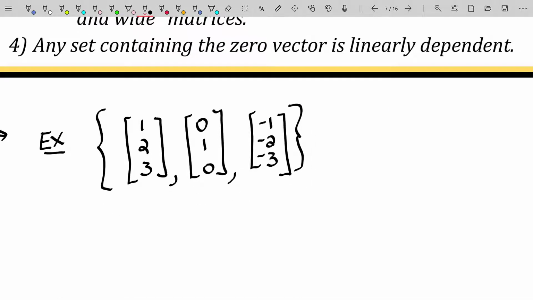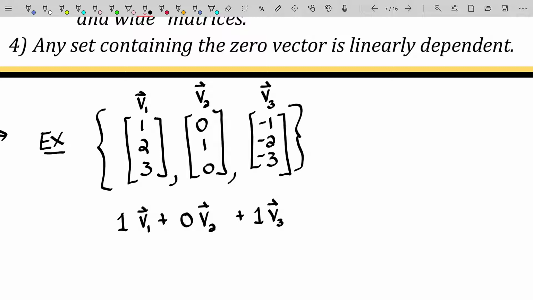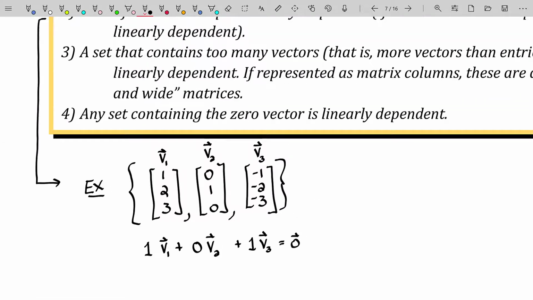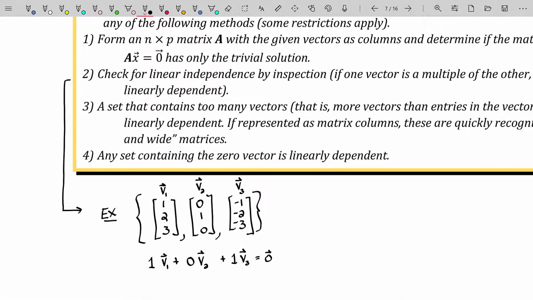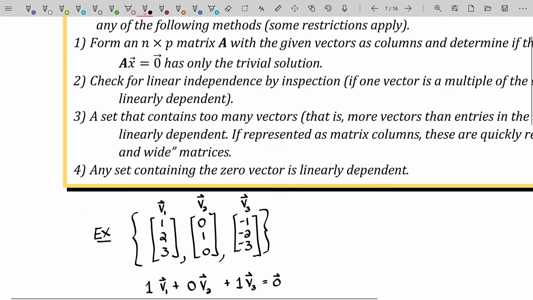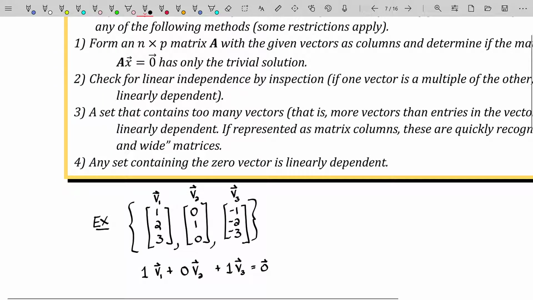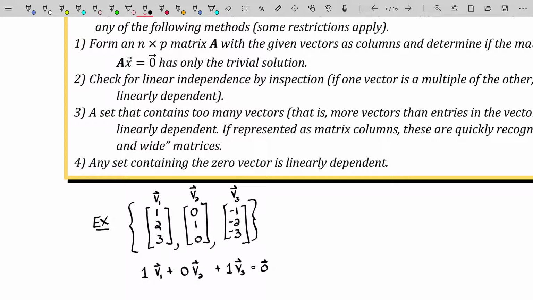Why? Because I could take 1 times vector 1 plus 0 times vector 2 and add that to 1 times vector 3. And because vector 1 and vector 3 are multiples of each other, and I've chosen the right multiple of them to offset each other, that summation is actually the 0 vector. You can try it out, add it up yourself. I promise it is. Now again, that's not a proof, that's just an example, but later on comes the proof. But to be very honest with you, that second method, checking for linear independence by inspection, is really often difficult to do. You only use that tactic if it's blatantly obvious.